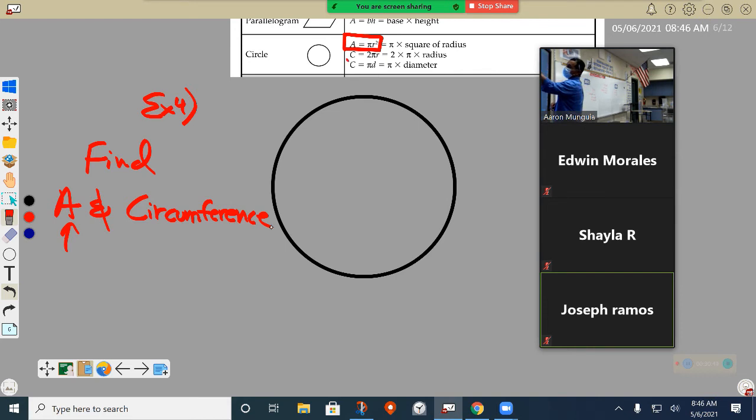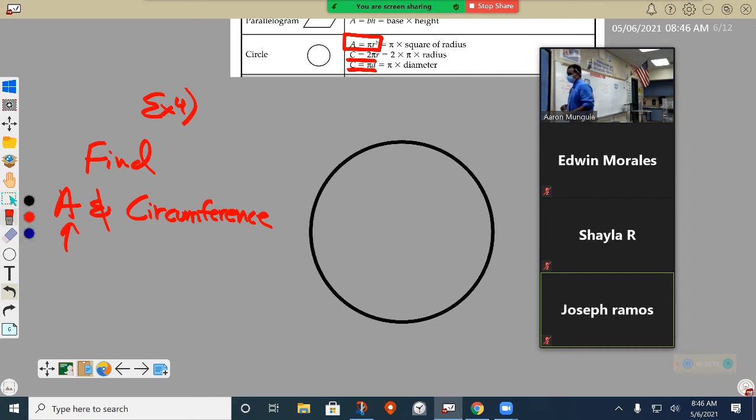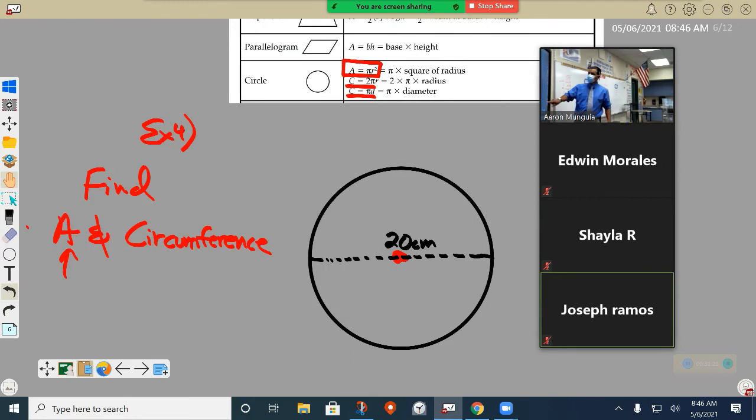That's why you have these formulas right here for the C. There are 2 to choose from. They're both the same. You get to choose the one you would like to work with. It doesn't matter. Okay. Let's say this is 20 centimeters. Go ahead and copy that down. Okay. Let's find the area then. Area is pi r squared.